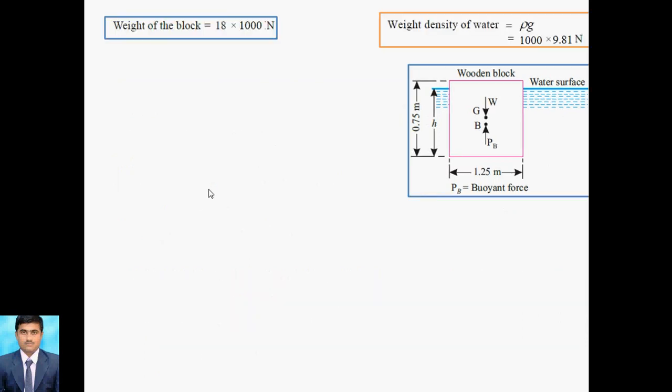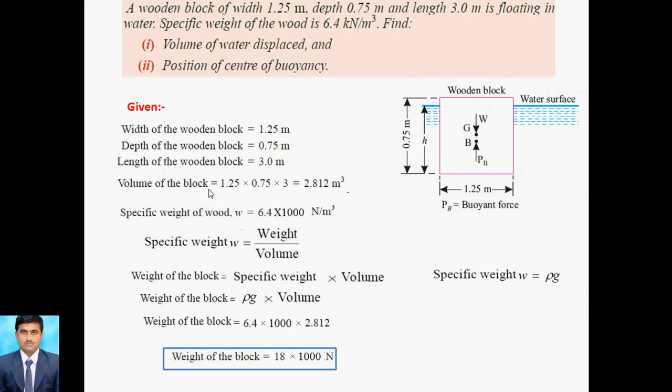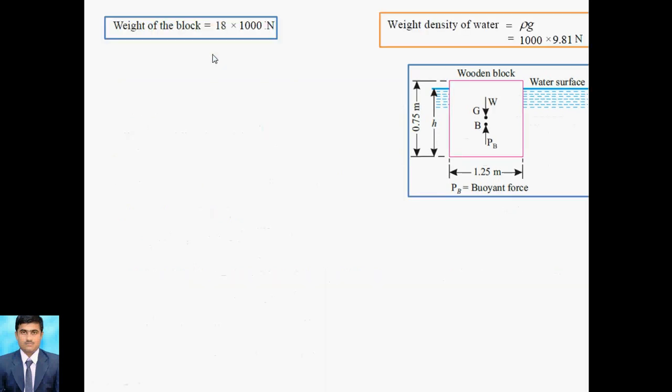Now we move to the next. After this, the volume of water displaced and the position of center of buoyancy are required. Here we have calculated the weight of the block, which equals the weight of water displaced. So the volume of water displaced is equal to the weight of water displaced divided by the weight density of water.